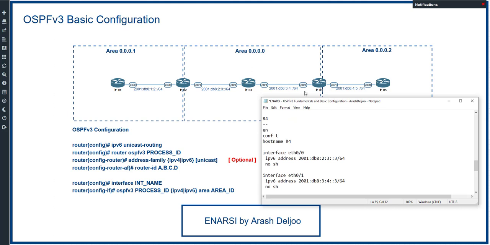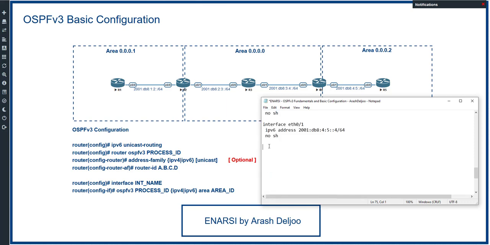Hostname is R4, interface ETH0/0's IP address is 2001:db8:34::4/64, and then no shutdown. After that, interface ETH0/1, IPv6 address 2001:db8:45::4/64, and then no shutdown. And finally, router 5. Let me copy the configuration of R4. This is the R5 configuration.